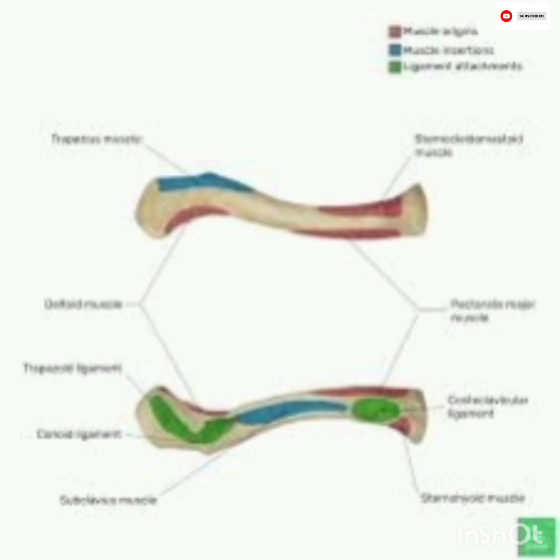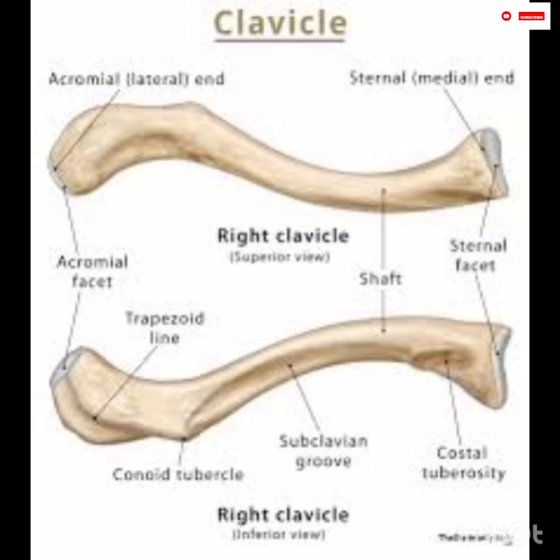Now study the attachments of the clavicle. First, at the lateral end, the margin of the articular surface of the acromioclavicular joint gives attachment to the joint capsule. Second, the medial end margin of the articular surface for the sternum gives attachment to the fibrous capsule of the sternoclavicular joint all around, the articular disc posteriorly, and the interclavicular ligament superiorly.